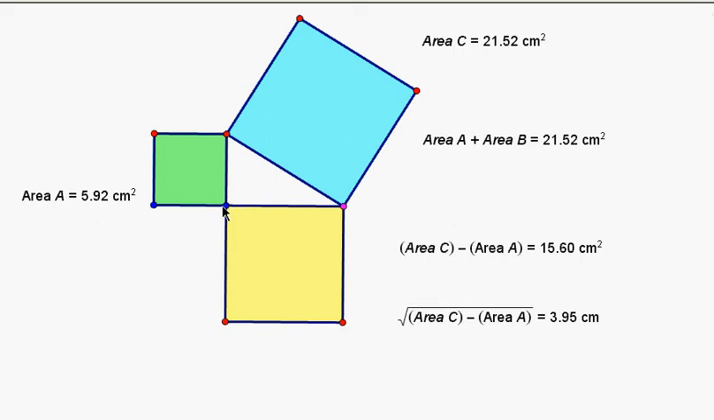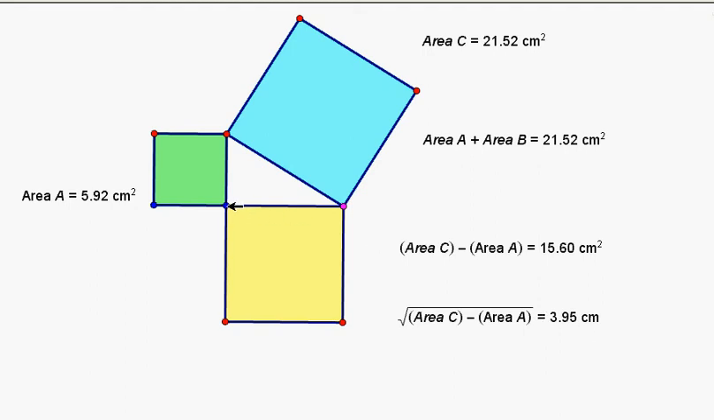And again, I originally wanted to find out what was the length across this line here, the top of my yellow box, and so I know my area is 15.6. For the whole square, 15.6 centimeters squared, I want to find the length of one side, so I take my square root, which tells me what's the length of the side, and I take the square root of that 15.6, and I get 3.95.